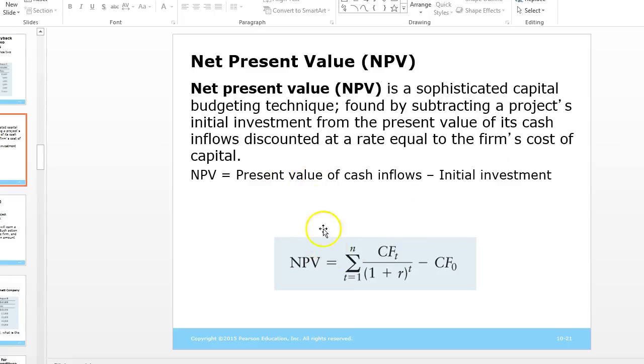So the equation here is basically what you see here, right? And here's your cash flows, and here's your required return. Maybe if you didn't make this investment, you could put this in the bank, right, and get a better return, or in a mutual fund. And this CF0 is your initial investment right here.